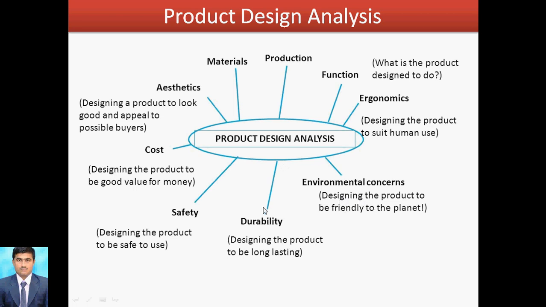The next factor is durability, how long-lasting the product is, which you can check through different testing methods. Then safety: while designing the product system, we take the safety factor in as well. The next factor is the overall cost, which depends on these phases also. So this is related to product design analysis.